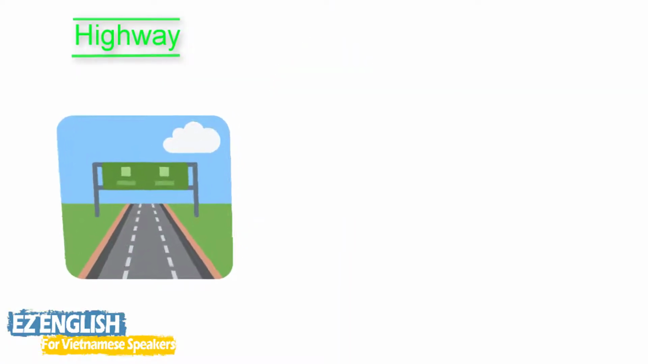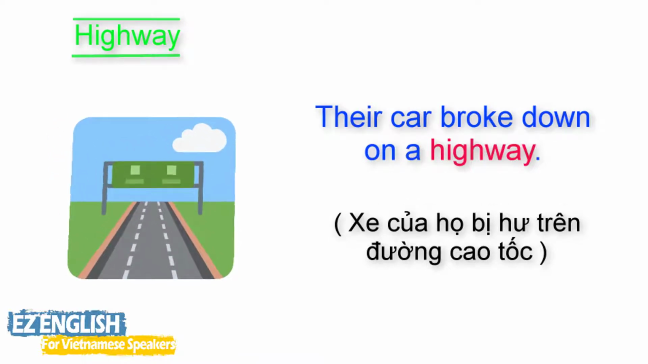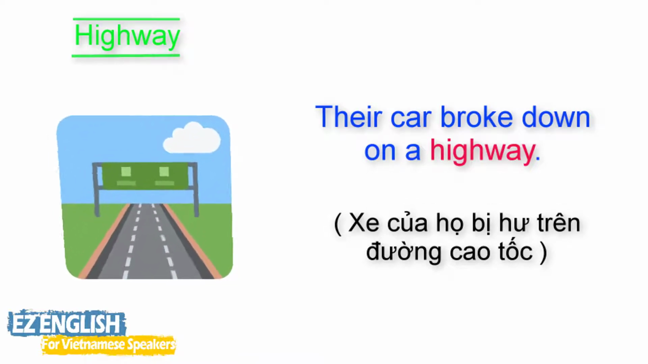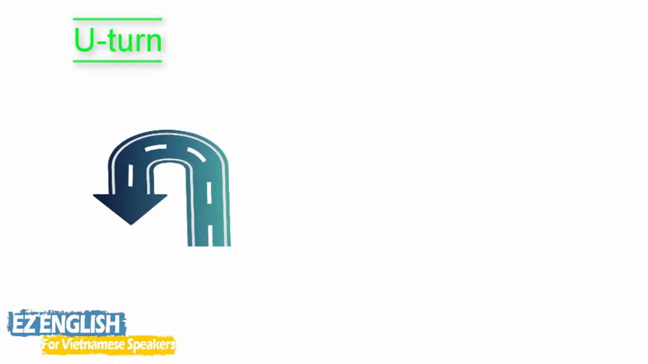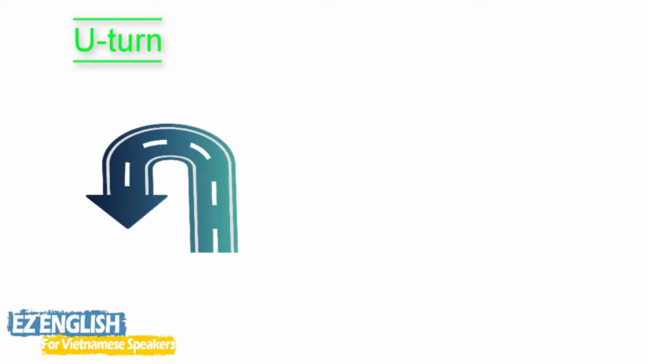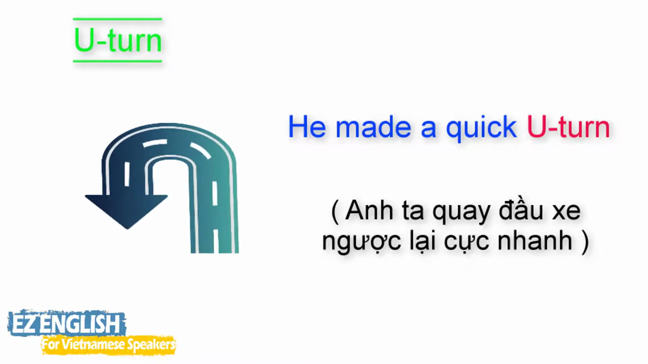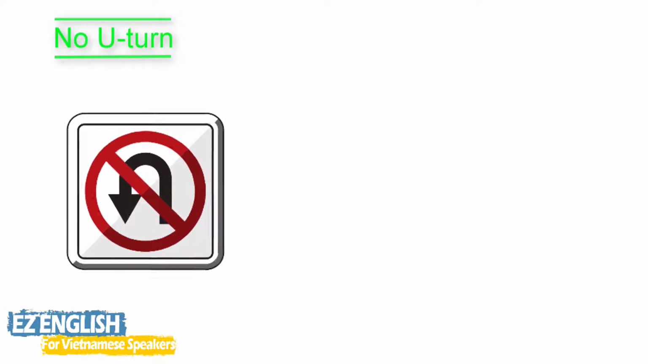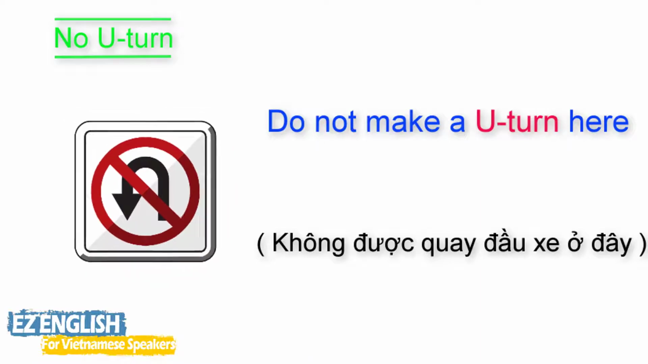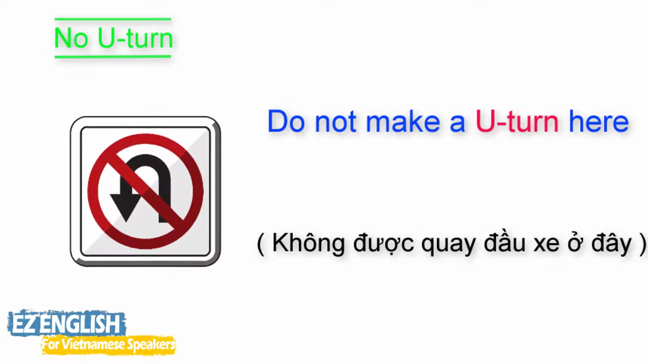Highway. Their car broke down on a highway. U-turn. He made a quick U-turn. No U-turn. Do not make a U-turn here.